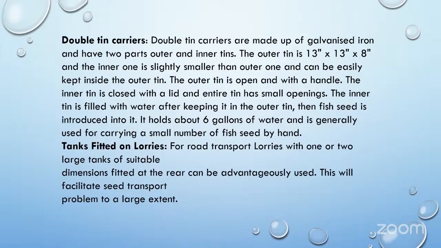Double tin carriers. Double tin carriers are made up of galvanized iron and have two parts, outer and inner tins. The outer tin is open and with a handle. The inner tin is closed with a lid and the entire tin has small openings. The inner tin is filled with water after keeping it in the outer tin. Then fish seed is introduced into it. It holds about 6 gallons of water and is generally used for carrying a small number of fish seed by hand.